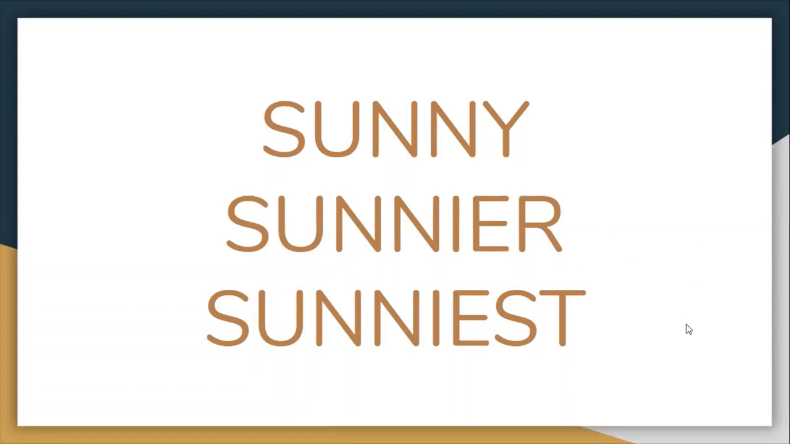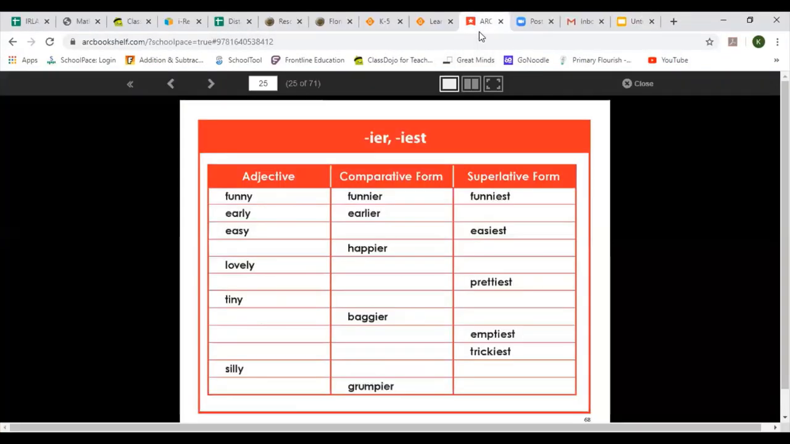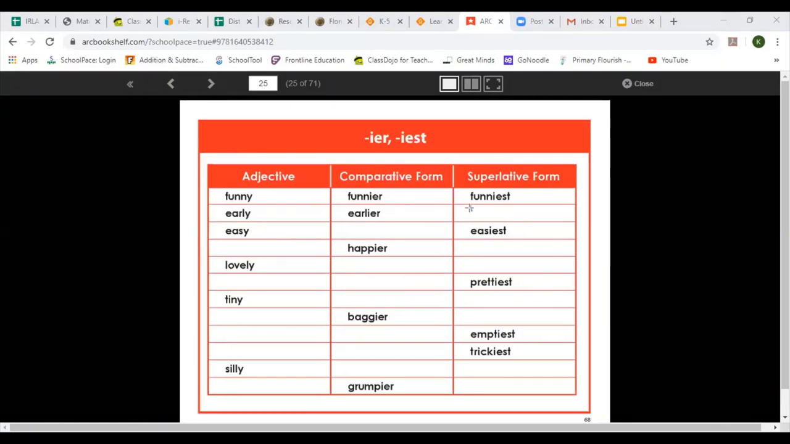I'm gonna switch our screens. I need your help with these words. Let's see. Here's our adjective, funny. In the comparative form, you would say funnier. Superlative form, you would say funniest. Now let's try it for early. Earlier and earliest. You got it. Earliest.